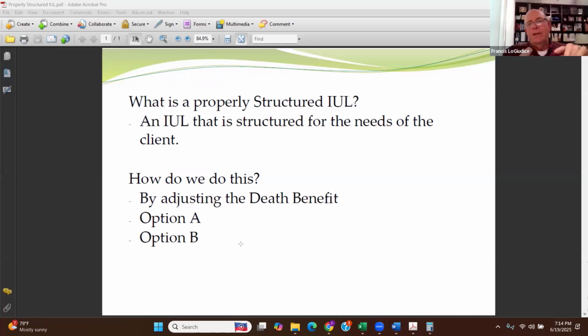It doesn't matter if you use Mutual of Omaha, National Life Group, F&G, Americo, Ameritas, who else do we write? North American. It doesn't matter who you're writing the IUL with. They all use option A and option B. That's standard across all IULs, at least that I've seen. Maybe somebody's come up with something else, but for the most part, it's A and B. A is going to be level. B is going to start lower and go up. It's increasing.